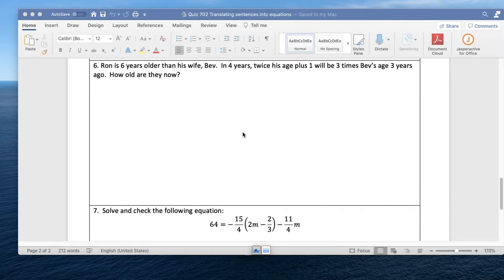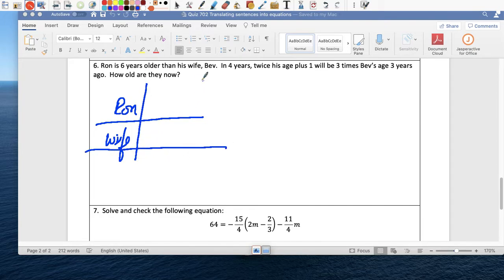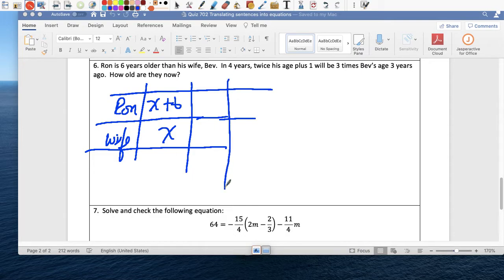Number 6. Oh, 2 more. That's it? Oh, very short quiz. Ron is 6 years older than his wife, Bev. So let's call them Ron and wife. Ron is being described in terms of the wife's age. How old is the wife? We don't know, so we'll call her x, and Ron is x plus 6. In 4 years, you're going to be 4 years older. So Ron is x plus 6 plus 4, or x plus 10, and the wife is x plus 4. Those are their two ages in 4 years.